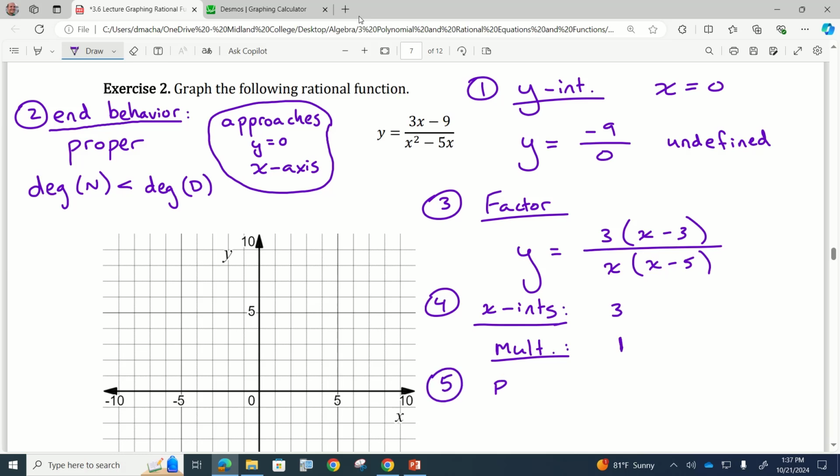Then step number 5 says, let me make a list of my poles. And the poles occur at 0 and 5. And the multiplicity of each one is just 1, because again, I don't see any exponents. And so I have everything I need to graph.